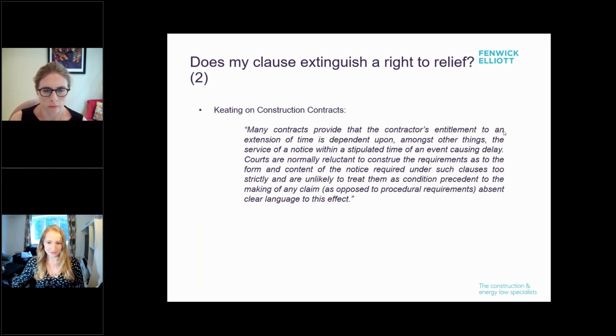So what all of that discussion can so efficiently be boiled down to in a mere paragraph by Keating is that clarity is key. As they say, the courts are unlikely to treat a clause as a condition precedent to the making of a claim, absent clear language to this effect. So now I will go back to Claire, where she will discuss whether a notice provision in particular will be considered a condition precedent.